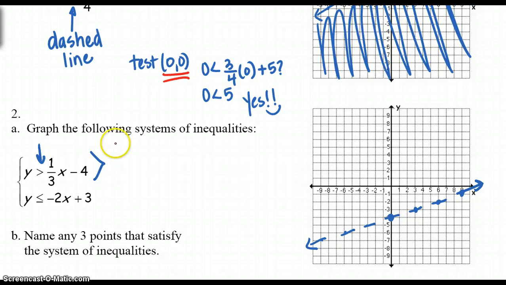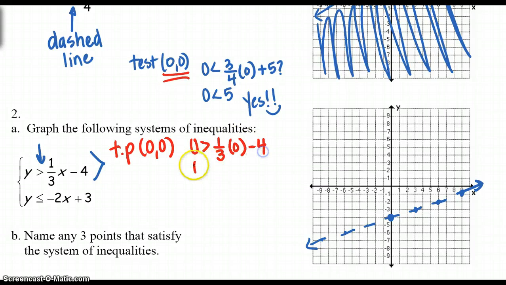There we go. Now the next thing we normally would do, just like we did on the first one, is we would use a test point. So my test point, which I'll do in red, is going to be 0, 0, since 0, 0 does not fall on my dotted line. I'm going to substitute it into the original problem. When I do this, I work it out, and I ask myself, is 0 greater than -4?